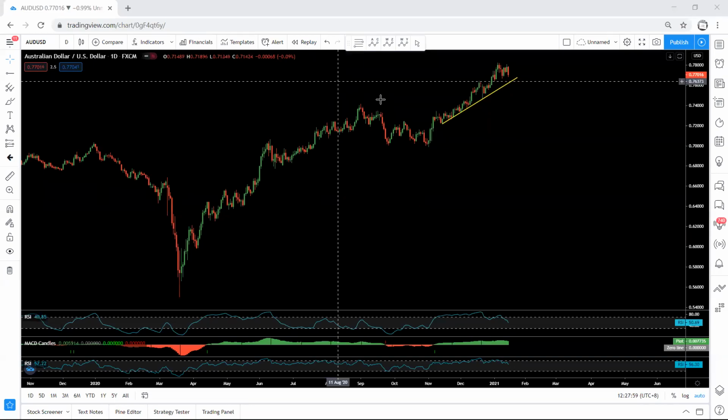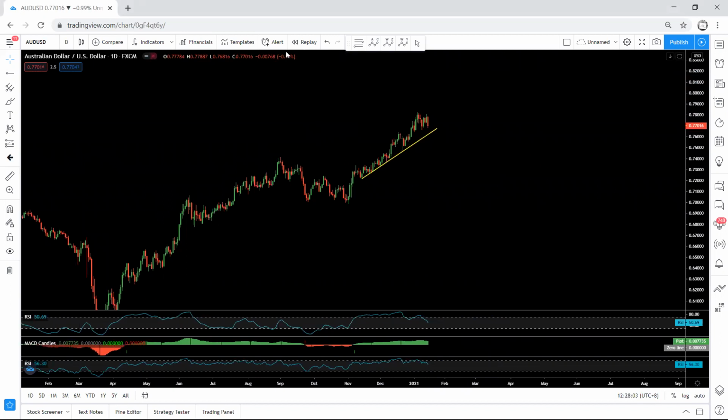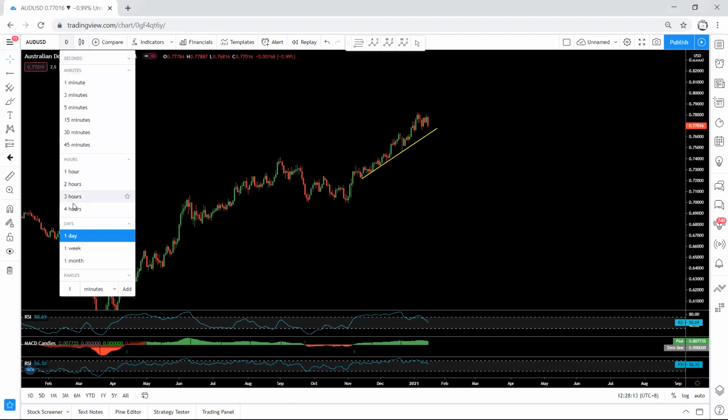Aussie USD, we start with the daily chart. Based on the daily chart, we have been within this move for quite a long time. We are not sure how high it can go, and we don't have much information on how it's going. What's next? In this case, we move to the lower time frame and see how we can trade it.